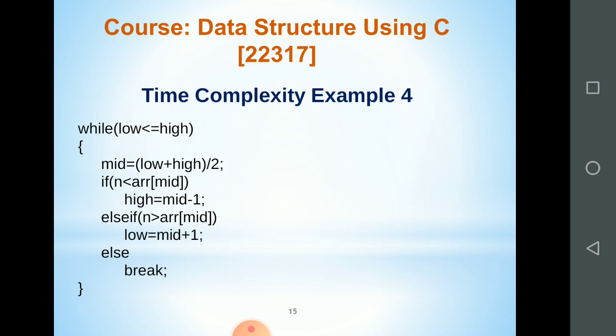Here you can take the example. While low is less than or equal to high, we have to change the mid and we have to distribute the array halfway into 2 parts. This technique is called binary search. This is the algorithm for binary search, in which we have to write down the elements in ascending order.